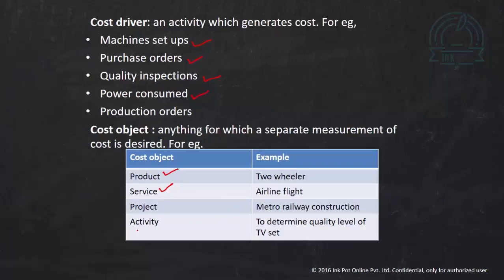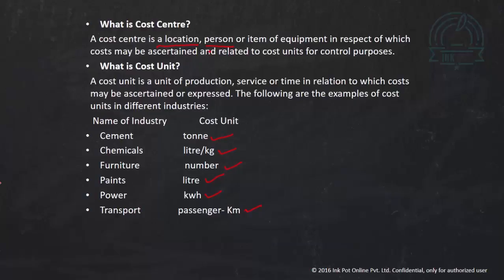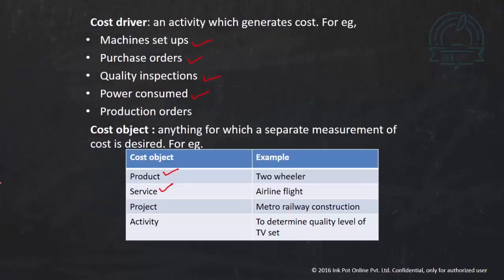Now to determine the quality level of TV sets, that means it is an activity. Metro railway construction, it is a project. So object can be a product, a service, a project, or an activity. Now we have discussed earlier the word cost center. Cost center means for which we are calculating the cost. Cost object again is something for which cost is being calculated.